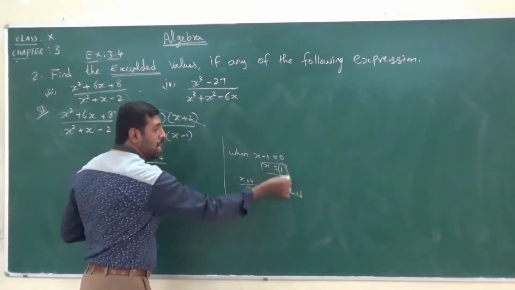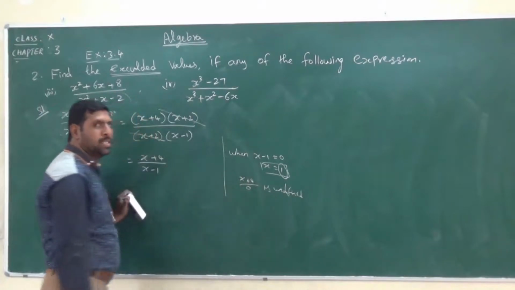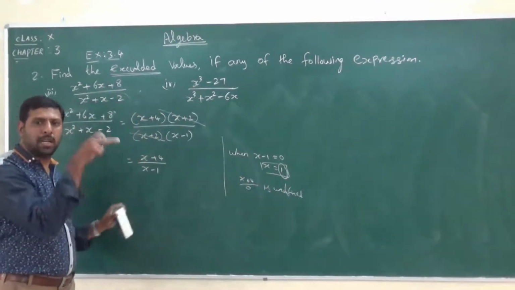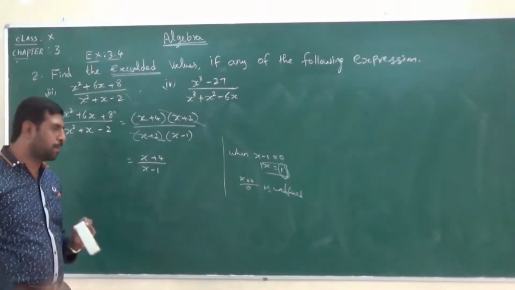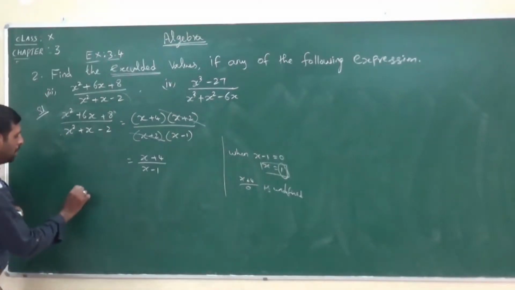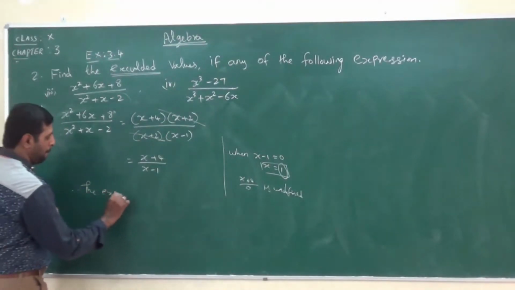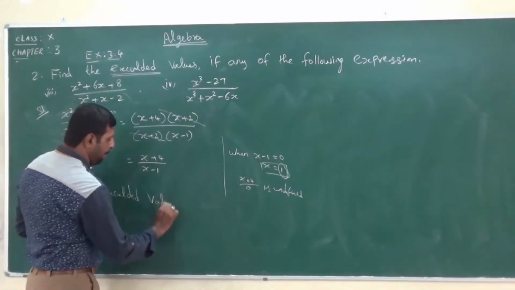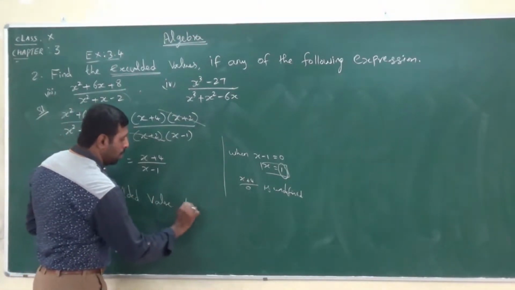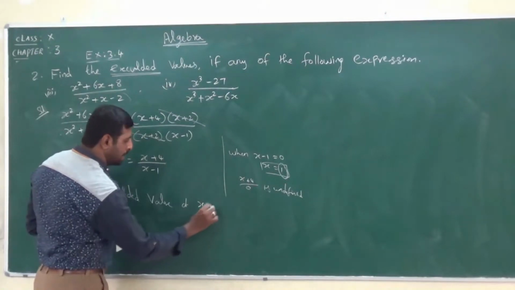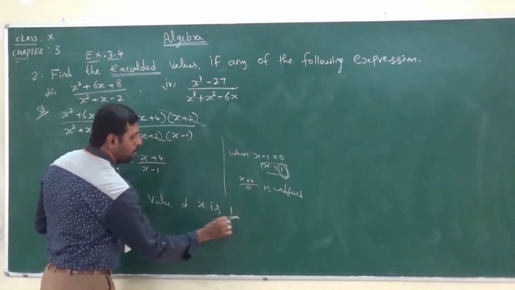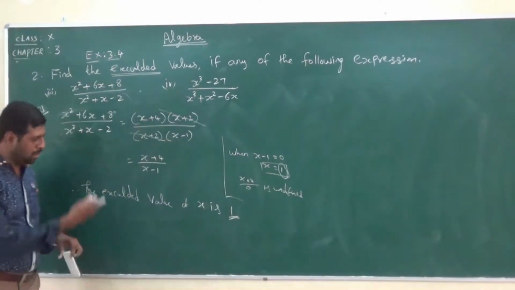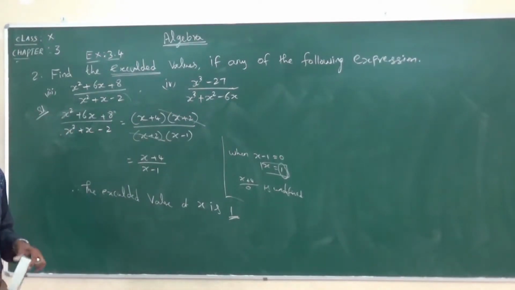So if you put the value 1, it becomes undefined, which means that is the excluded value. That number you should avoid or omit. So, therefore, the excluded value of x in this term is 1.